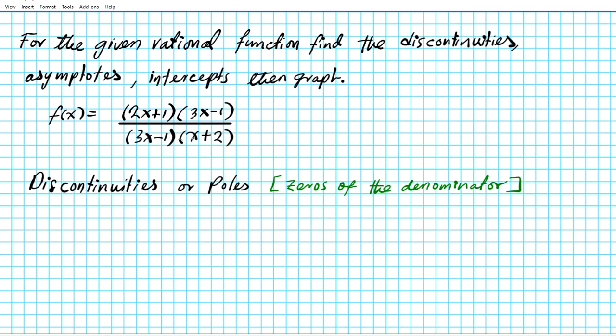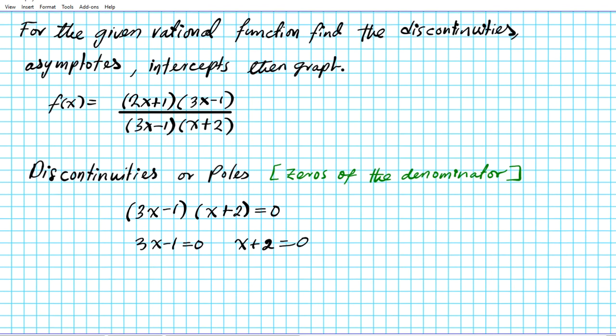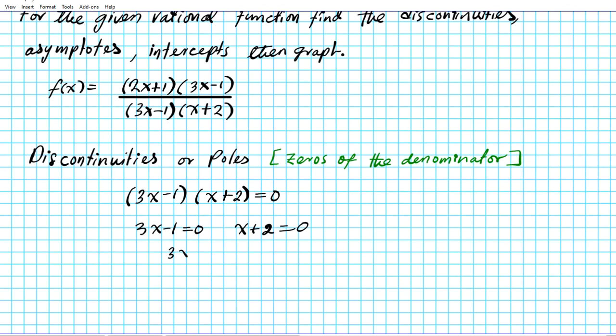So if you take a look at the function that we have right here, the denominator is 3x minus 1 times x plus 2. We're just going to extract the denominator as it is and set it equal to 0. Now, using the zero product property, we set both factors to 0 and then we solve. To solve this, we add 1 and divide by 3, so we have 3x equals 1. Divide by 3, we have x equals 1 over 3.